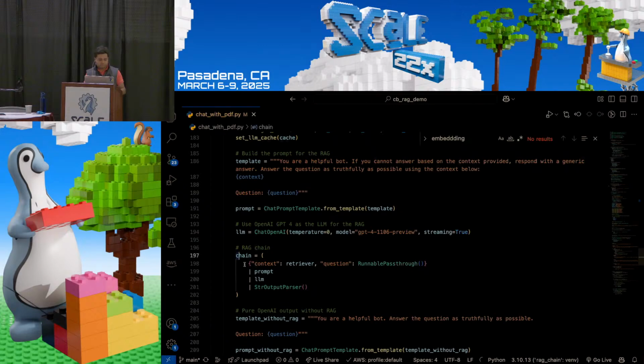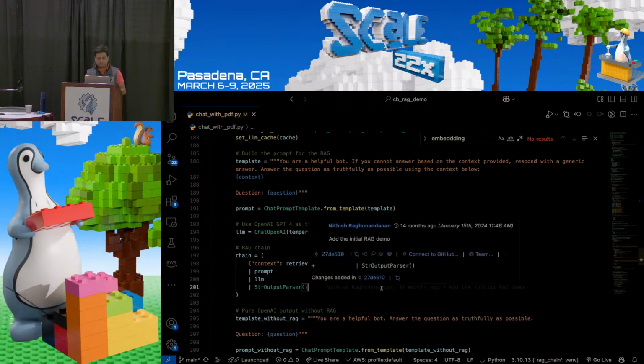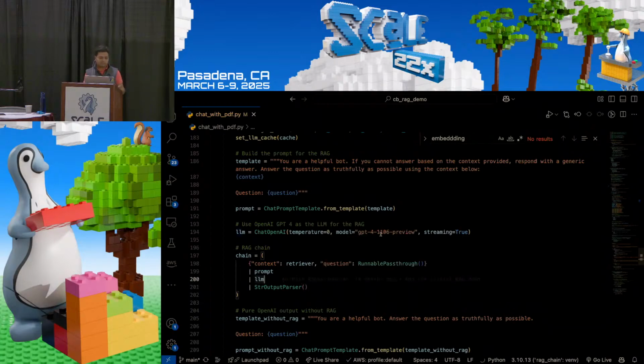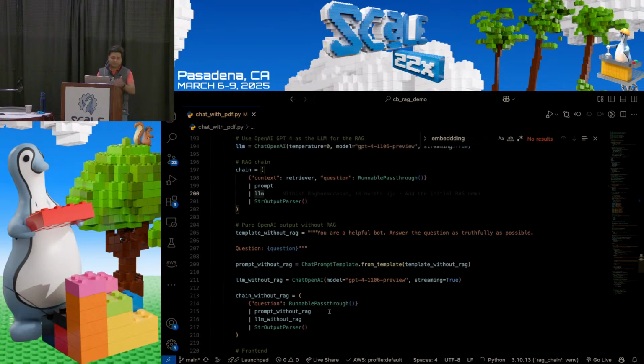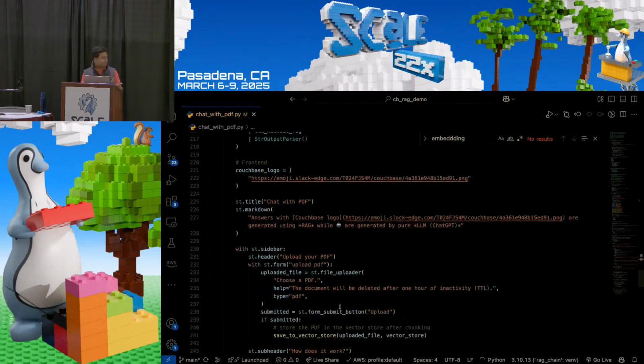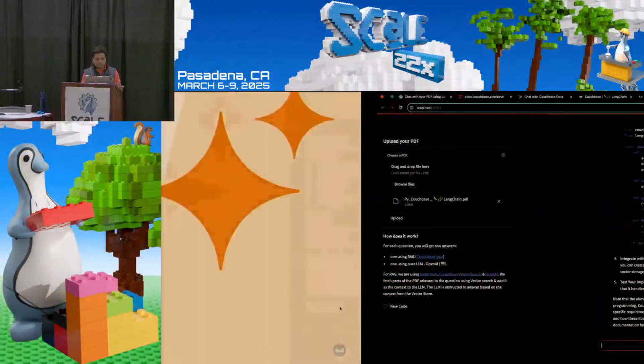So this whole chain is where the RAG is. You have a context that is fetched from the retriever. The question is passed through it, and you have the prompt, which is coming from here. And you have the LLM, which is GPT-4 in this case with temperature 0, and then you are just parsing the output. In the case of the LLM without RAG, you don't have this vector store component. That's essentially how simple the code is. The rest of it is mostly the UI code.